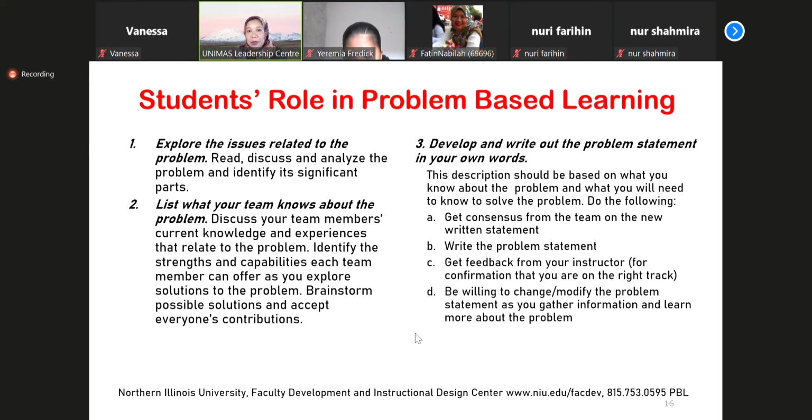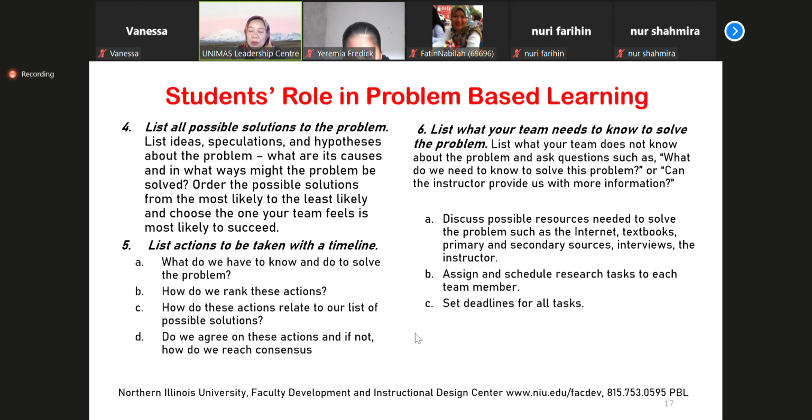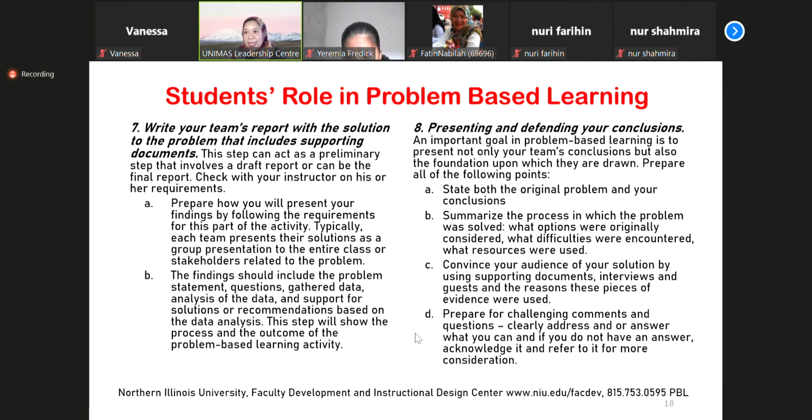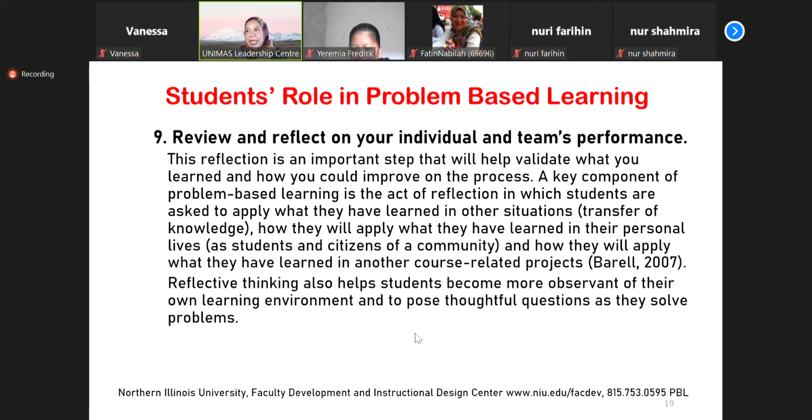Okay, but later on, if you have questions, you can always consult Puraya from time to time. And then you list all possible solutions to the problem. Then you list actions to be taken with a timeline. Then list what your team needs to know. So these are just some systematic steps. And then finally, you're going to pitch and present. So what the original problem was and what the conclusion is, you summarize the process. These are part of the whole process of student problem-based learning. And then we do reflection. So there is 10% dedicated to the reflection.